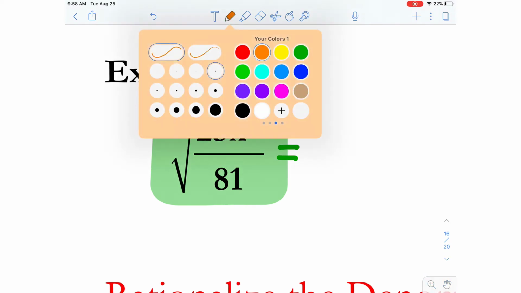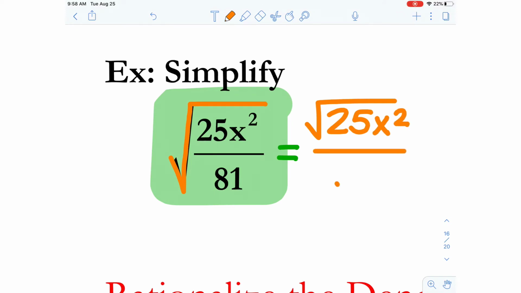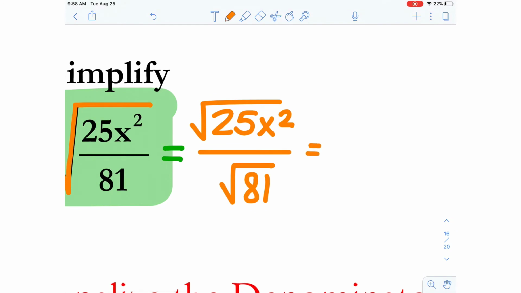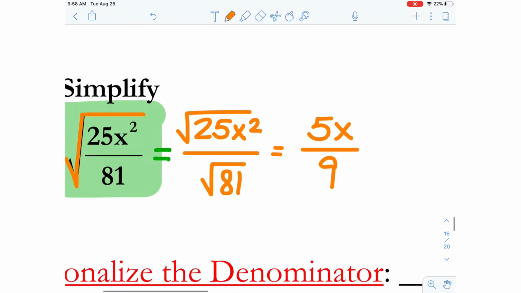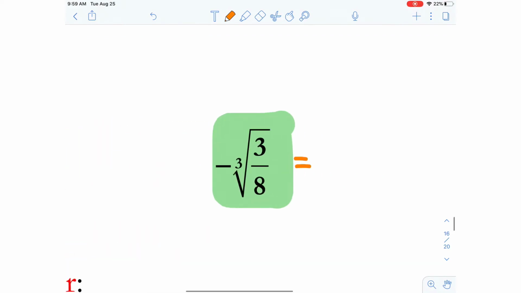So one thing I wanted to remind you of from Algebra 1 is that if I have a big radical like this, I am able to split it up into the top and into the bottom. So the square root of 25 is 5, and the square root of x squared is x. Square root of 81 is 9, and hey, this came out pretty nice. And the same is true for the next ones. You can do the same thing. It is a property of roots or radicals that you can break them up if I have a fraction.